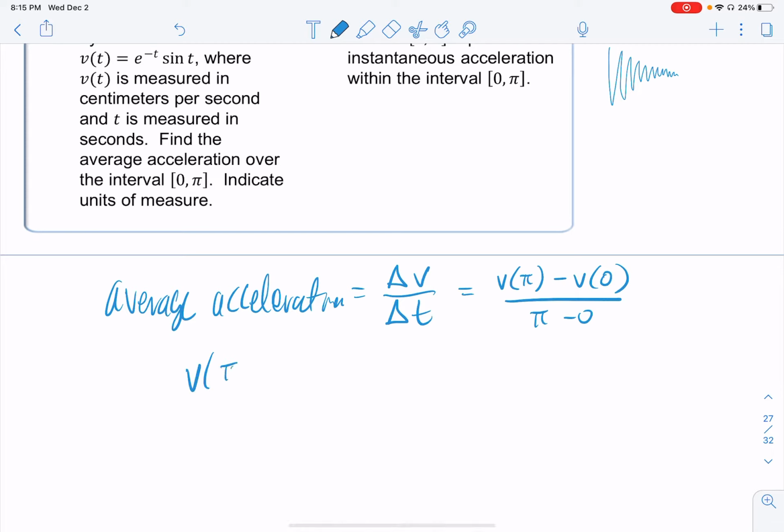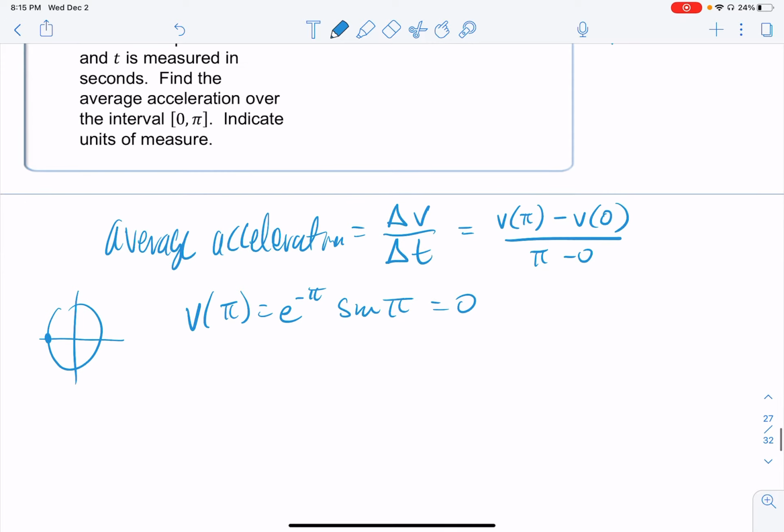V of pi is equal to e to the negative pi times the sine of pi. Sine of pi. Let's throw a unit circle up over here. And pi is over this way. Sine is the y coordinate, which is a whole bunch of nothing. That's equal to zero. Nice.